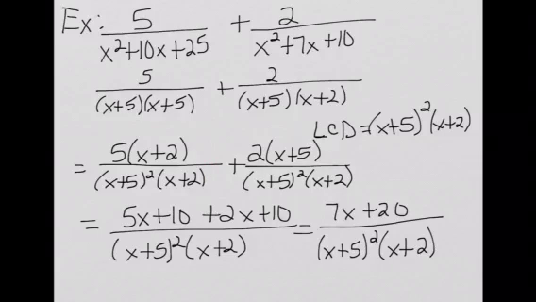And then the second one was missing one of the x plus 5s, and so I had to multiply it top and bottom by x plus 5. So then once I'd done that, I just distributed each side through. So I got 5x plus 10 plus 2x plus 10, over my common denominator of x plus 5 squared times x plus 2. And again, now just combining like terms to finish it up, we get 5x plus 2x is 7x, and then 10 plus 10 is 20. And so we're left with 7x plus 20 over x plus 5 squared times x plus 2.